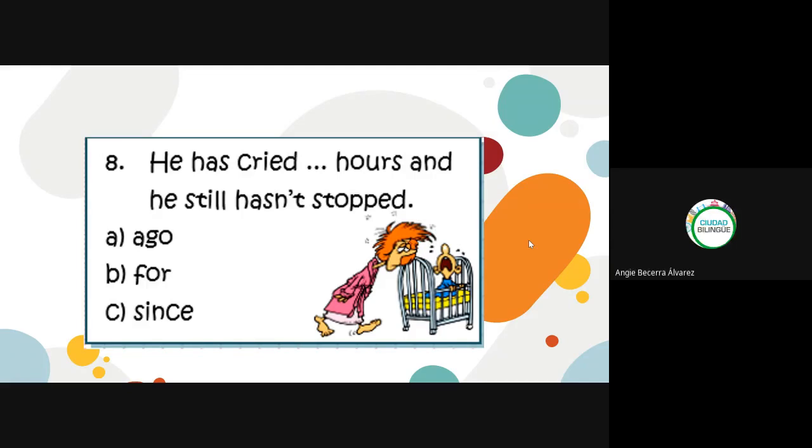Four. Okay, Lucas says 4. What about Rocío, Daniela, Miguel, Susana? 4, teacher. Perfect, guys. So it was 4, because we are talking about hours, right? Estamos hablando de horas, es contable. So 4. Perfect. He has cried 4 hours, and he still hasn't stopped.